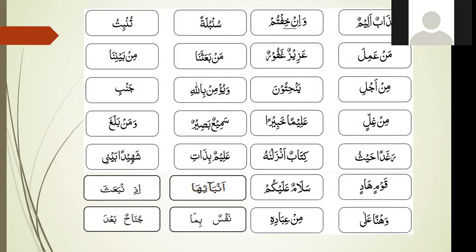Aliman khabiran. Ahsanti. Sami'um basirun. So which rule did you apply on this one? Iqlab. Because of what, the ba. Because what is followed by the letter ba? The double vowels, the double dhamma, whatever you have learned to call them, tanween.